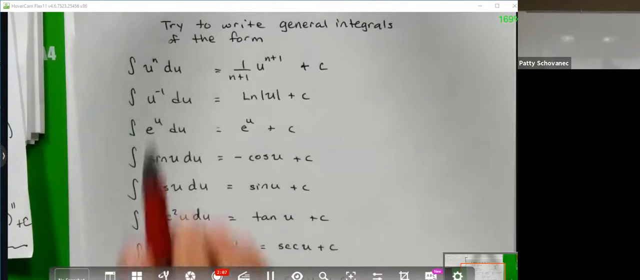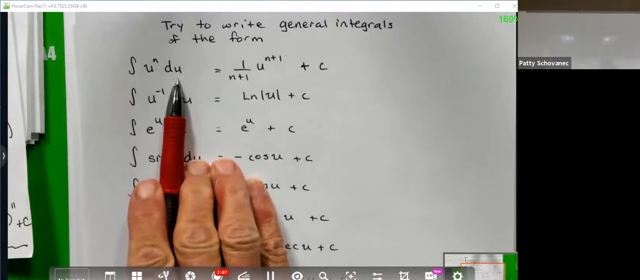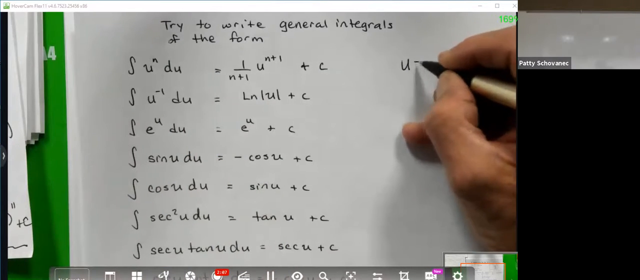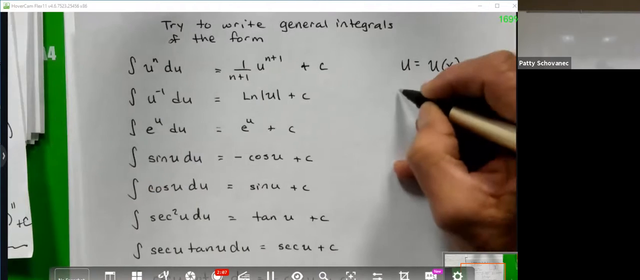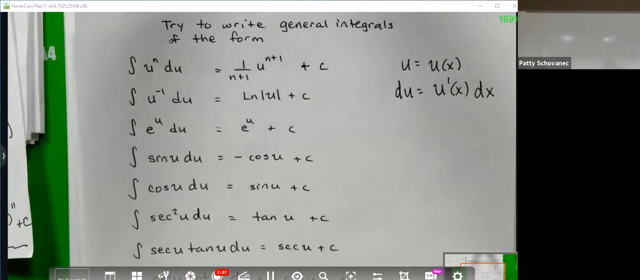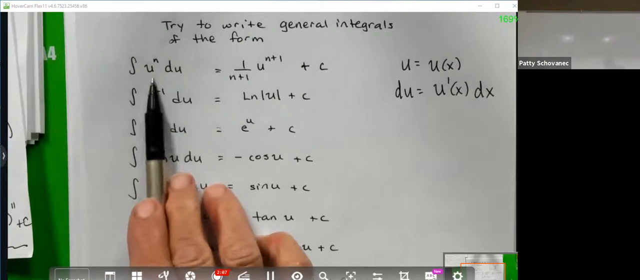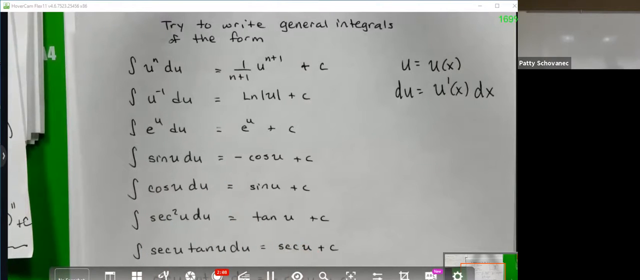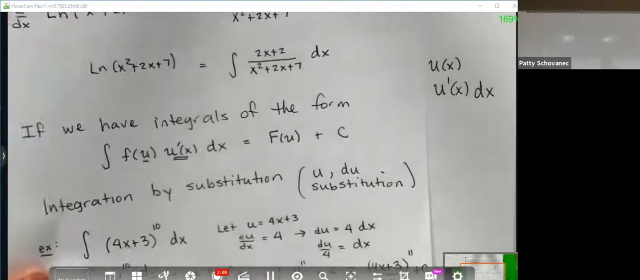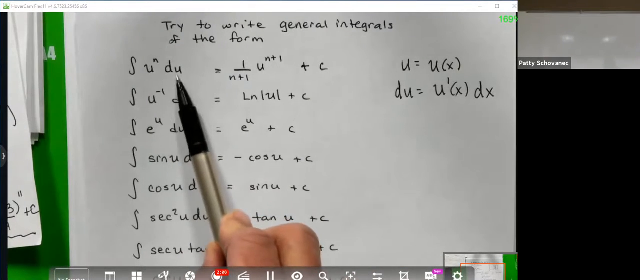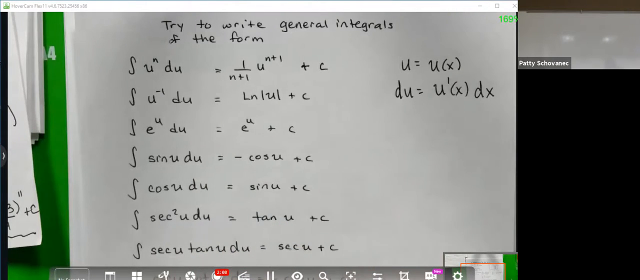The only thing is this little symbol here, du, is the derivative of the u times the dx. In each of these, u is some function of x, and the du is u prime of x times dx. The derivative of whatever's inside has to be written out here or be off by at most a constant. If it's off by just a constant, we can manipulate that. But otherwise, I need this function to have its derivative as part of the integrand. And then we can trick these into being all the basic integrals that we had before.